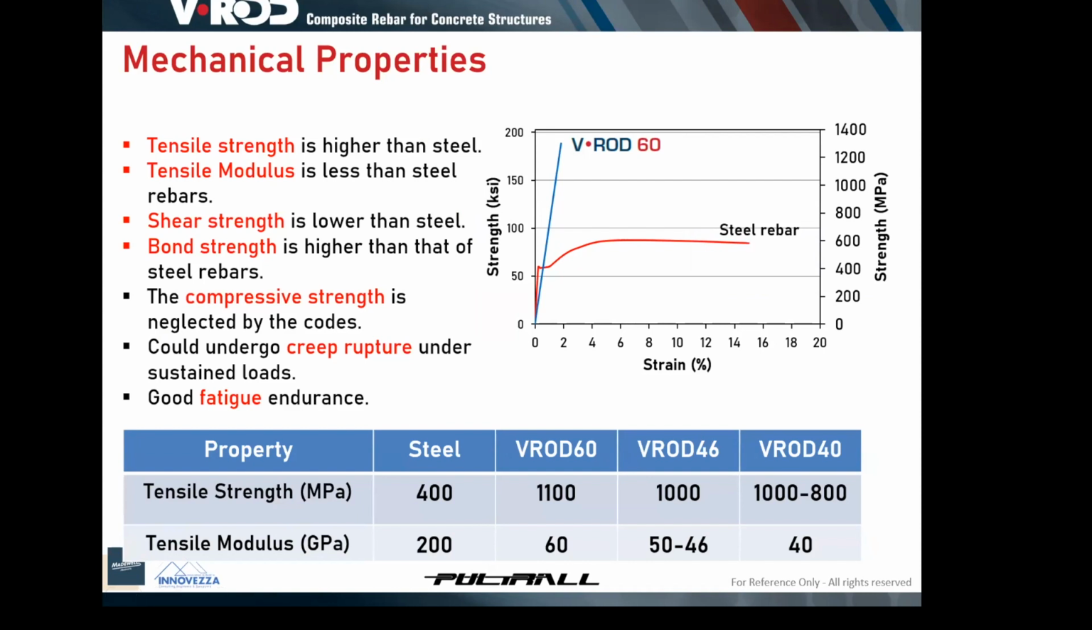Here in North America, it's grade 60. And this blue line here is for the VROD 60 GFRP bars. We can see a lot of differences in this curve. First, GFRP bars are linear elastic up to the ultimate strength.